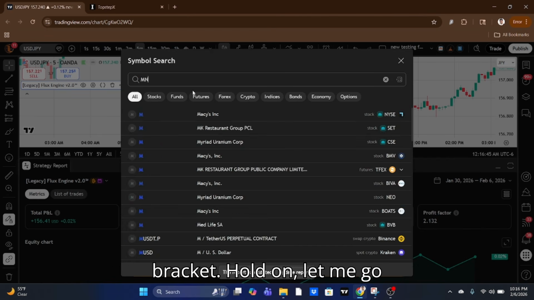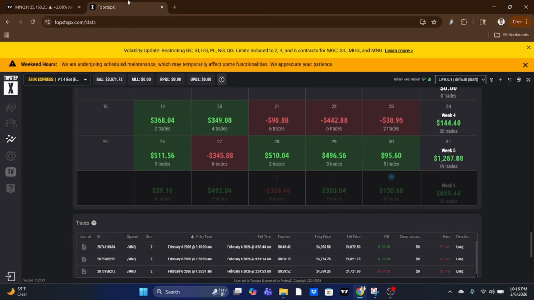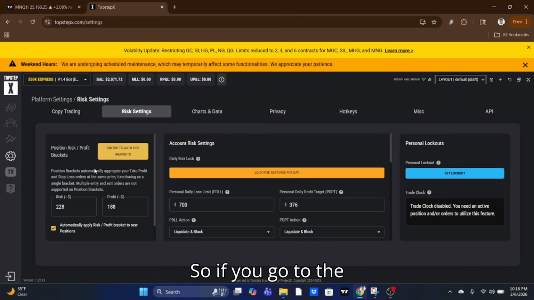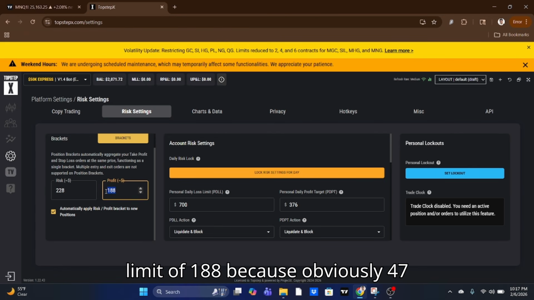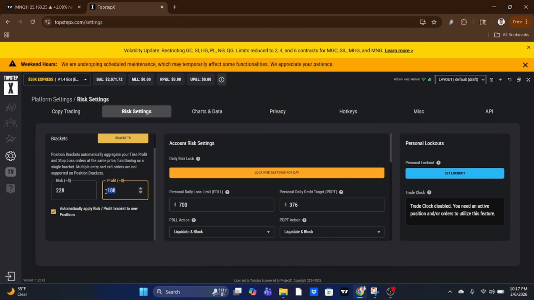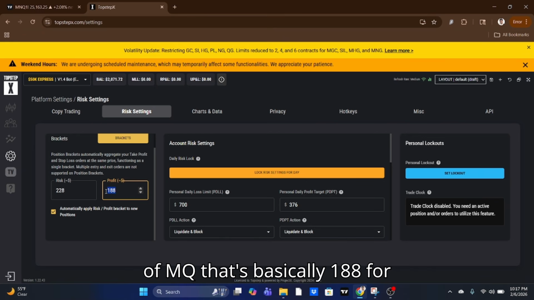Hold on, let me go back to MNQ. So if you go to TopStep, you go to your settings. I put a profit limit of 188, because obviously 47 points multiplied by 4, because I'm trading 2 contracts of MNQ. That's basically 188 for take profit. Risk, I think I did 54 points. So I take 54, I just put a risk stop loss of 228, and make sure you do actually check this box as well.